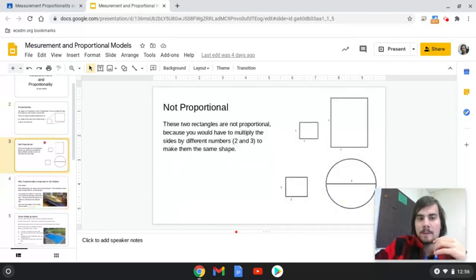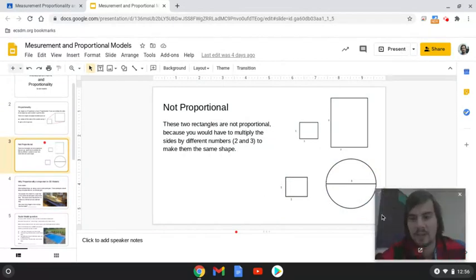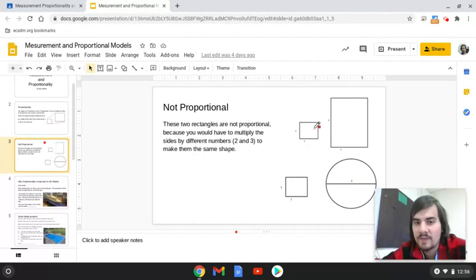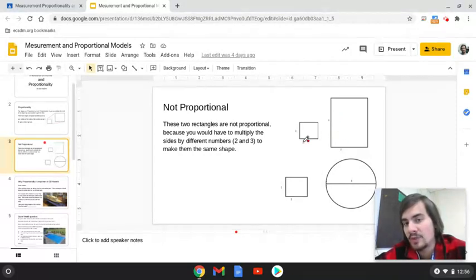Okay. So I guess I'm not going to blow up my slides right now because I'm stuck on this pen tool for a second. But these are examples of things that are not proportional. So here we have this rectangle, which is 1 by 1, and this one is 3 by 2. So there's no one number that we can multiply both of these by to get 2 different numbers, a 3 and a 2. If we multiply them by 2, we get a 2 by 2 rectangle, which would be too small. It wouldn't scale up to this 3 by 2 rectangle.